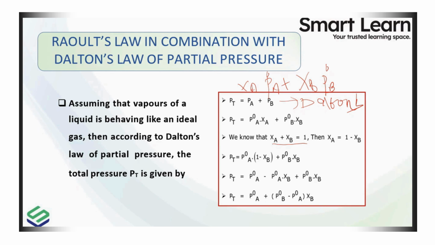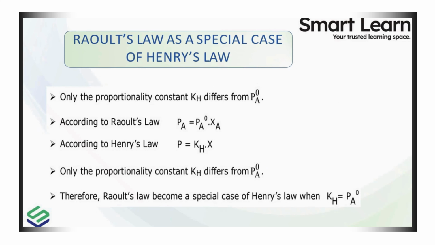Actually, the 1 minus chi B we substituted here, and chi B is common to both terms. That's why we put chi B outside. Then we got P total is equal to P naught A plus P naught B minus P naught A, into chi B.